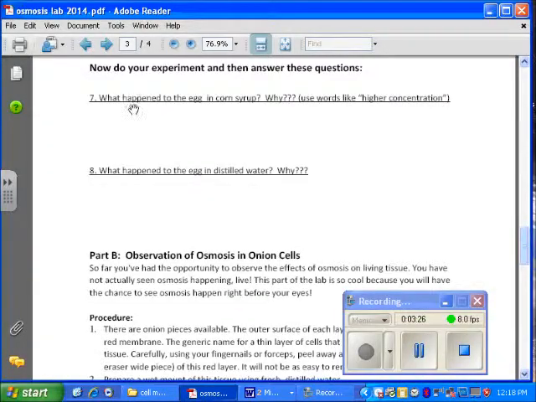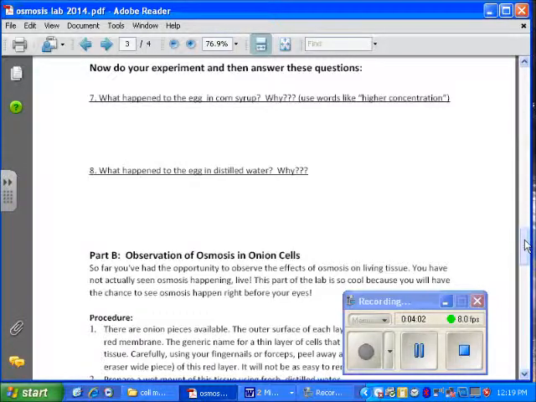Okay, so what you just saw, what happened to the egg in corn syrup and why. Right now you have to tell me whether the egg shrank or swelled, and then tell me it did this because there was a higher concentration of water wherever it was, in or out, and which way the water went. Then you want to do the same thing for the distilled water. Neither of these actually popped because there's a pretty thick membrane on the egg, so it's not just a regular old cell membrane. If it were just a red blood cell or something, it could have actually broken in one of those two solutions.